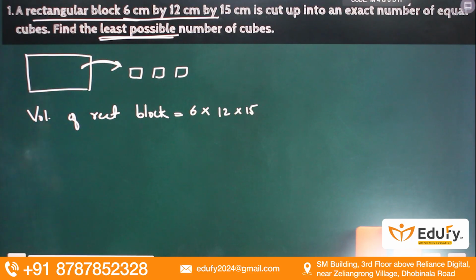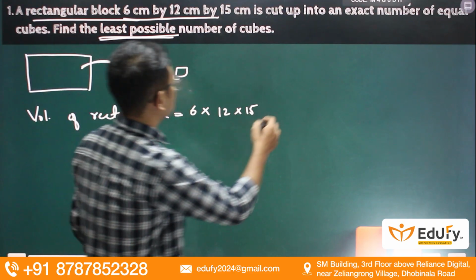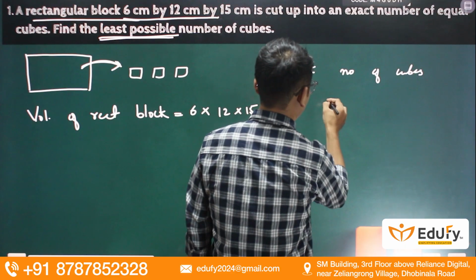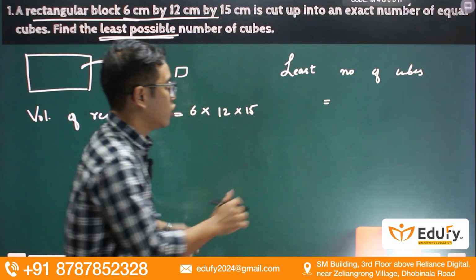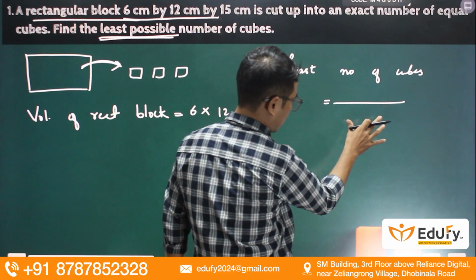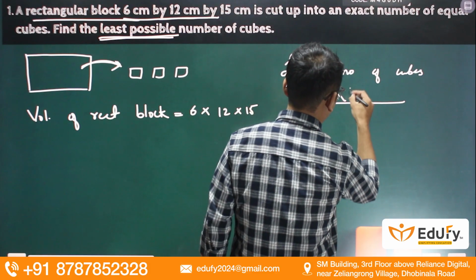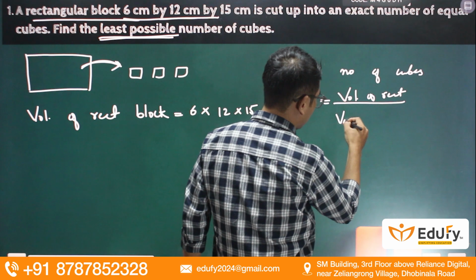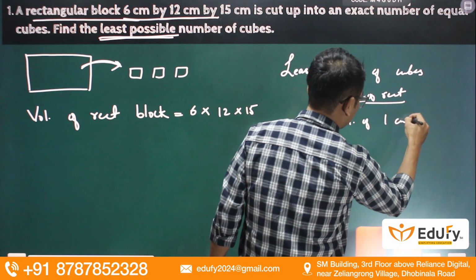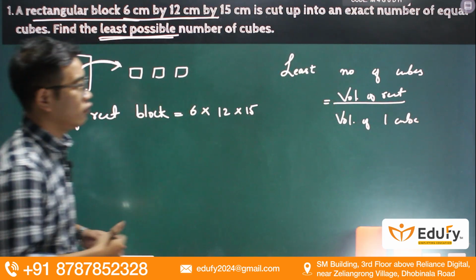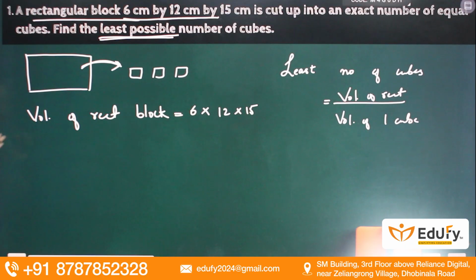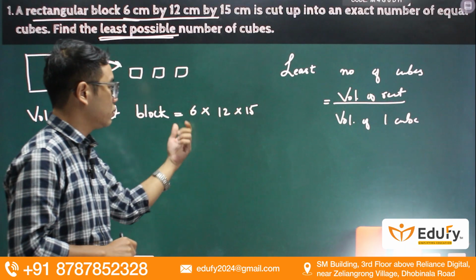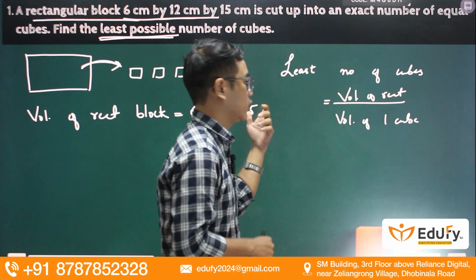Now, to find the least number of cubes: whenever they ask you to find the number of something, we find the total divided by one. So here, we take the volume of the rectangular block divided by the volume of one cube. That will give us the total number of cubes we need. I have my volume of the rectangular block here; you can multiply it out, but since I'm going to put it here anyway, you don't have to multiply, that's up to you.